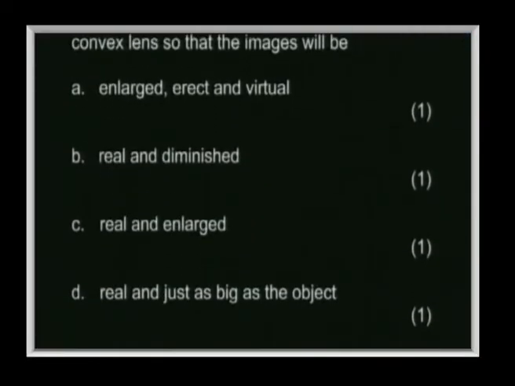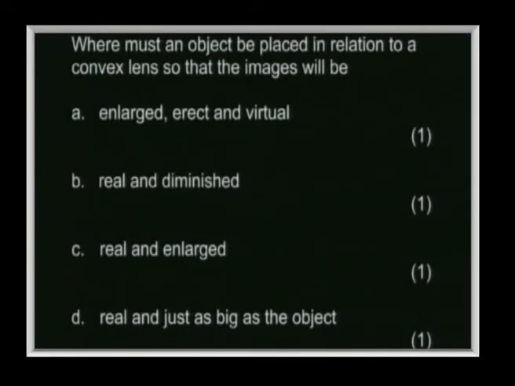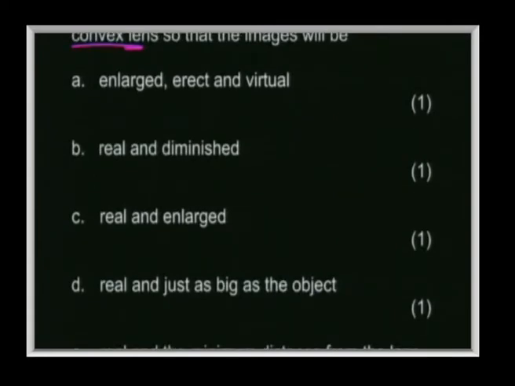Then lastly, we move over to question 1.6. I think this is the last question over here, where they ask us, where must an object be placed in relation to the convex lens so that we can have images that have the following orientation? Now, if I want my image to be enlarged, upright, and virtual, remember the other word for erect is upright. Now, if I want an image that has all of those characteristics, where would I place it? I would place my object between F and the lens.